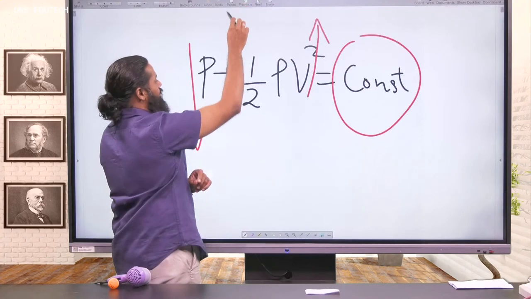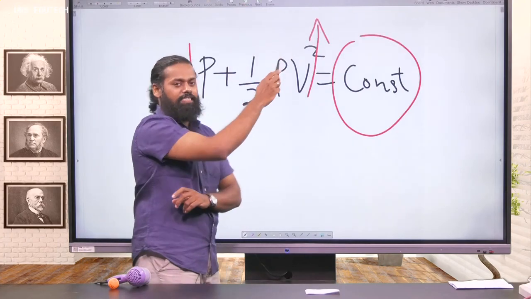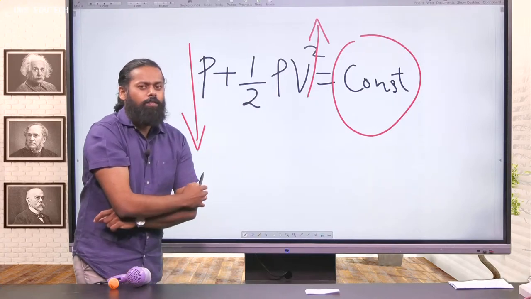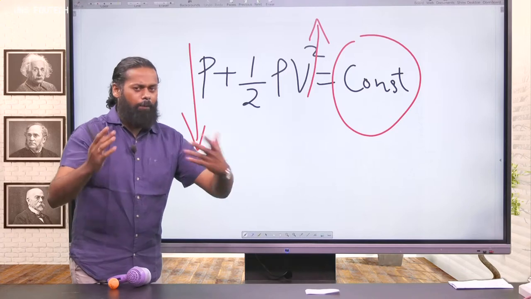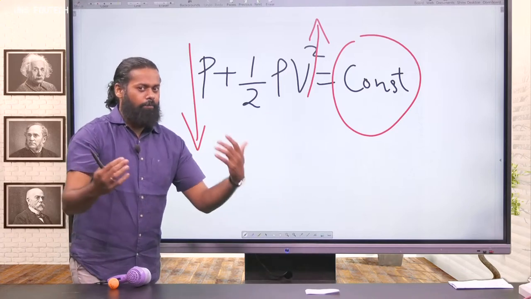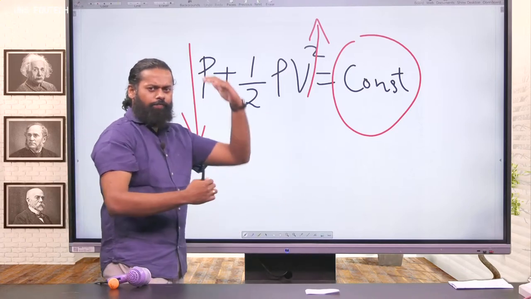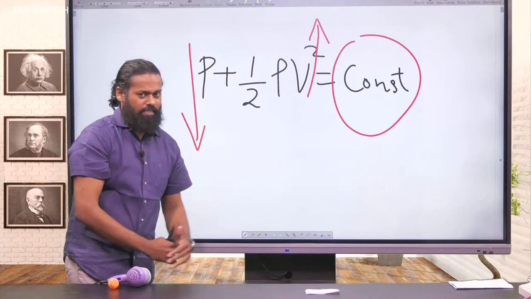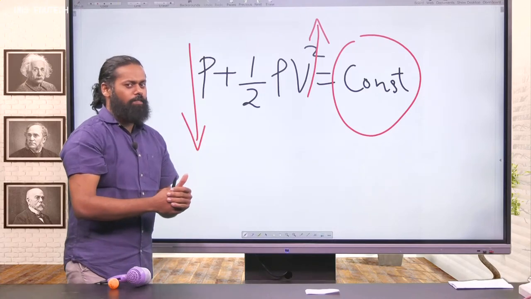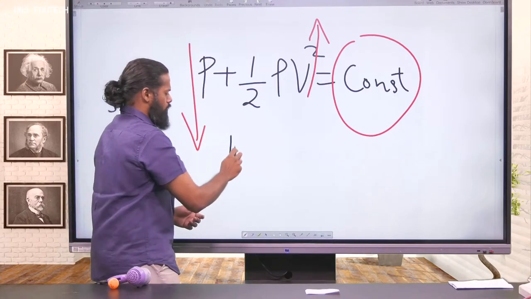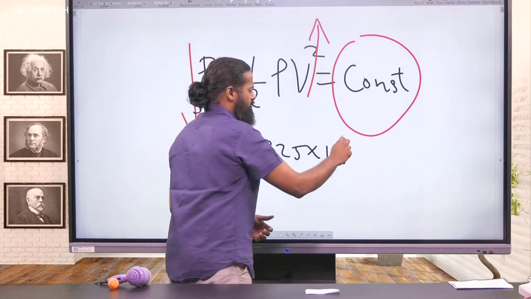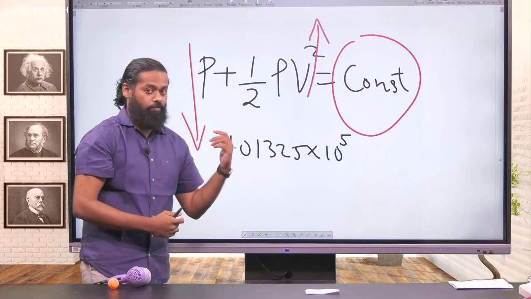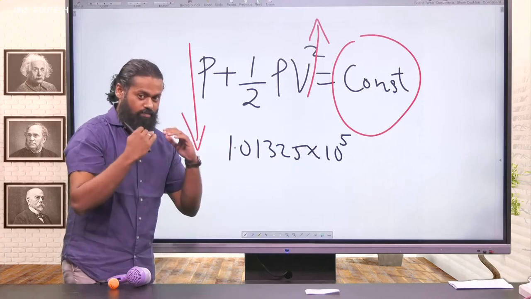In the previous slide we have seen that when the velocity increases, the pressure should go down, with respect to ambient condition. Ambient condition means atmospheric pressure. Because of the entire atmosphere, a certain amount of pressure is experienced on the surface of Earth. And how much is that? I hope all of you know that it's 1.01325 × 10⁵ Pascal. It's a heavy pressure, and this much pressure is experienced in the atmosphere.